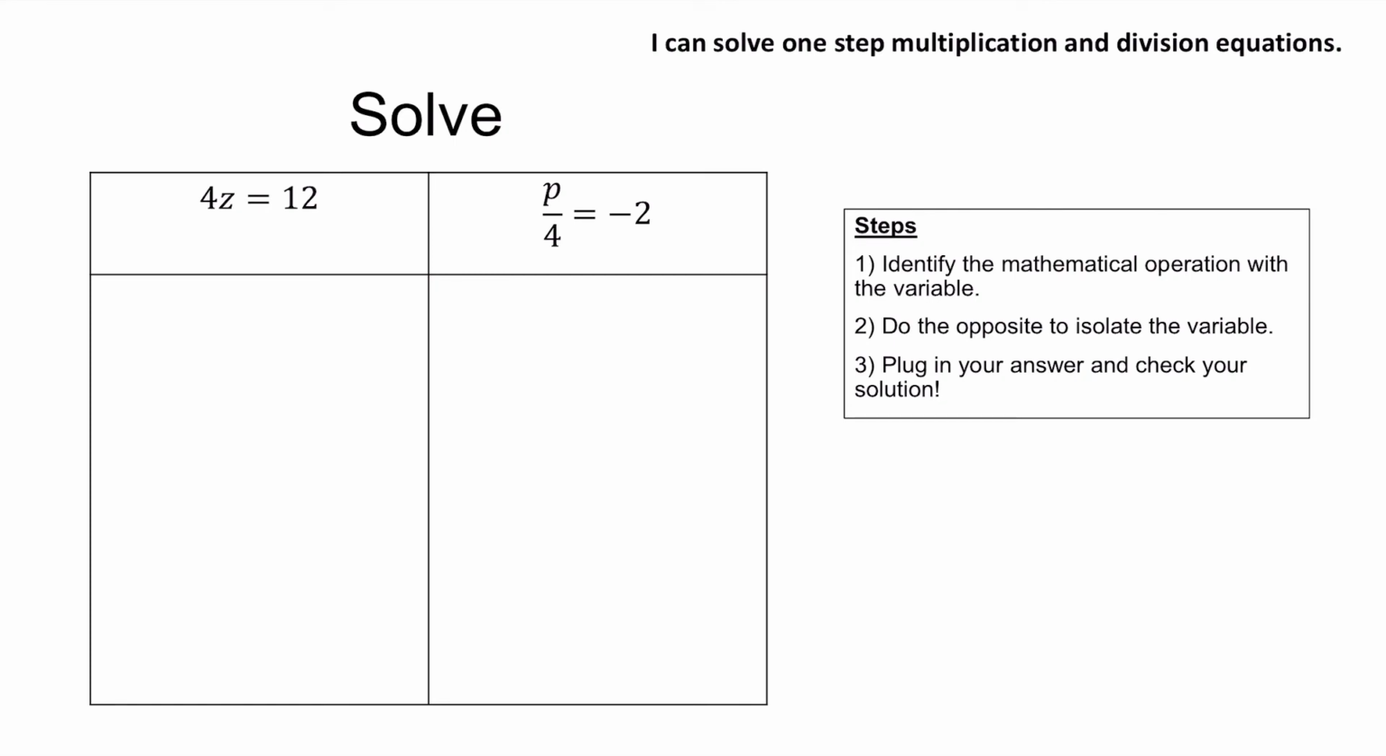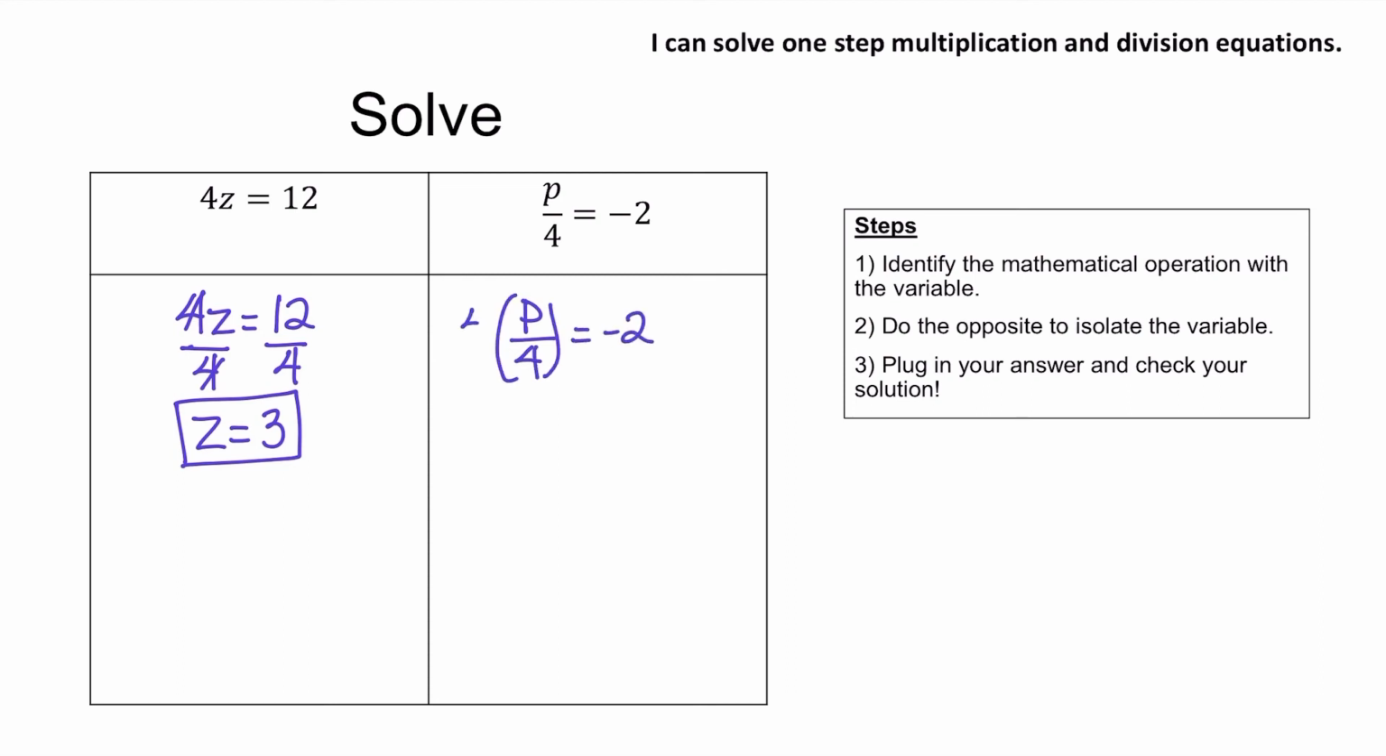Now let's try solving these two problems. We have 4z equals 12. I am going to divide my problem by 4. That is going to leave me with z equals 12 divided by 4, which is 3. We have p over 4 equals negative 2. So I'm going to multiply both sides by 4. On the left side, that's going to cancel, leaving me with p equals negative 2 times 4, which is negative 8.